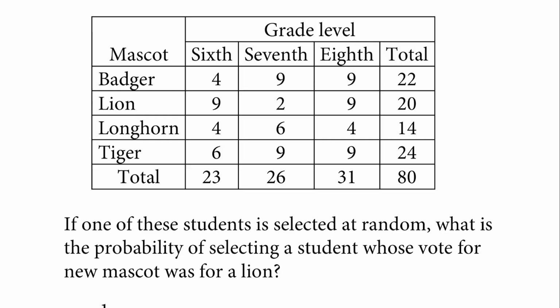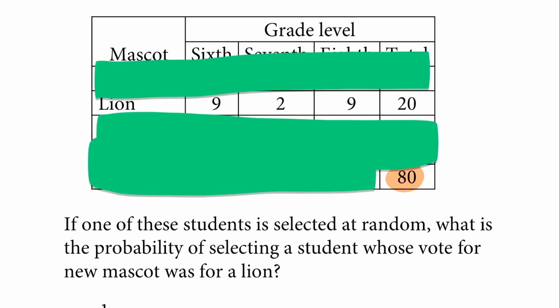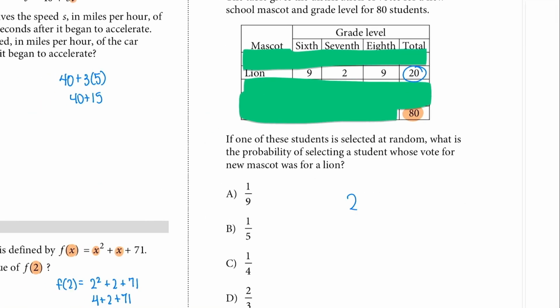We're talking about a student being selected at random, so that's going to be the total amount of students, which is going to be 80 here. That's going to be our denominator. And the probability of selecting a student whose vote for the new mascot was for a lion, well, that means that all of these things here are irrelevant. So the total amount of votes for a lion would be 20 students. So 20 out of 80 is going to be 1/4.